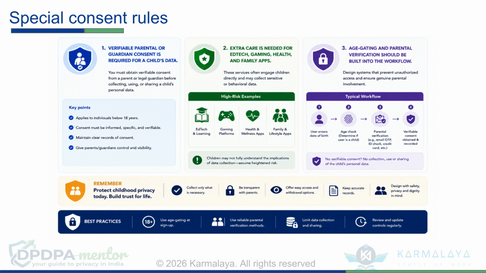You must obtain verifiable parental or guardian consent when collecting data from individuals under 18. Design your workflows to include age gating and genuine verification. Children's data needs a separate control design, not just a standard checkbox. Teams should think in terms of age detection, guardian validation, notice design, and restricted feature flows where needed.